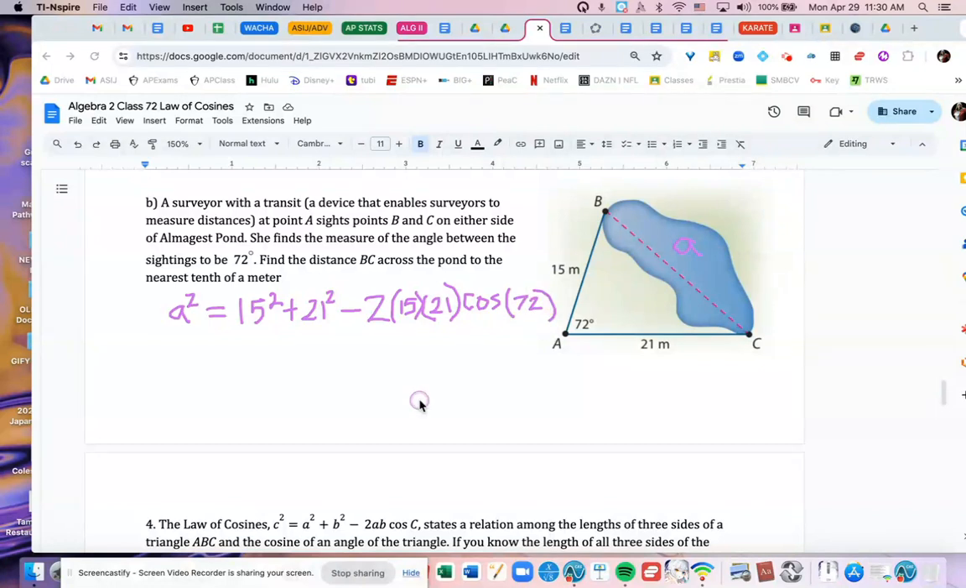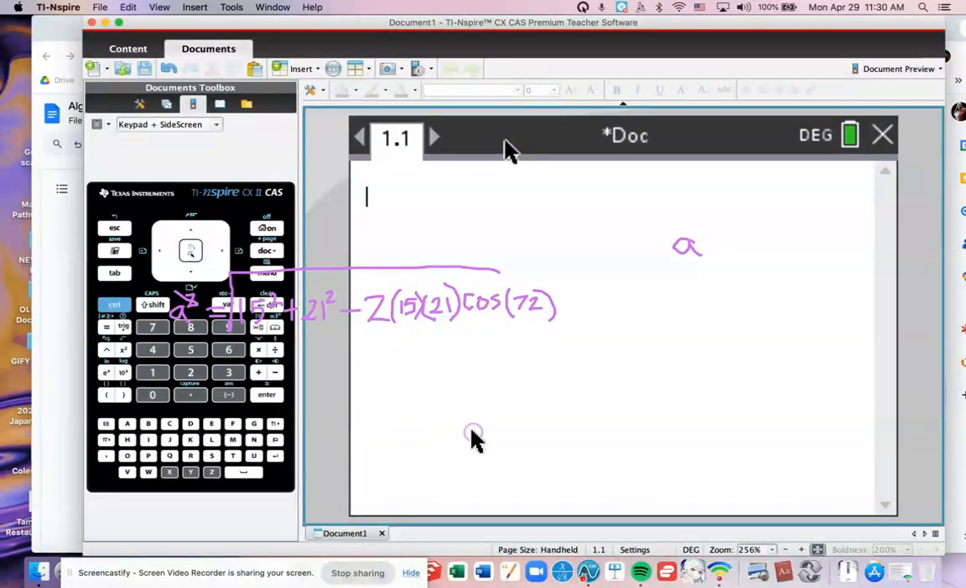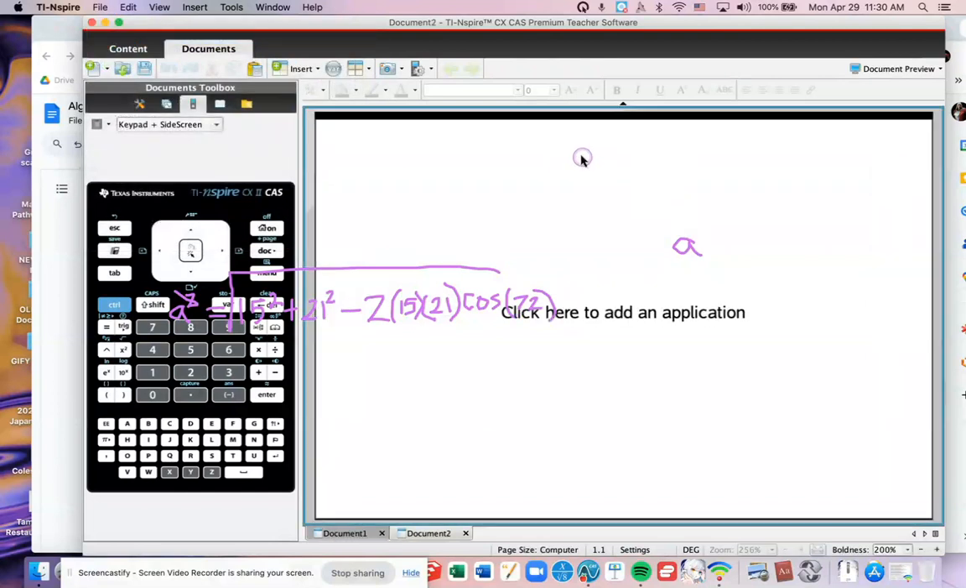Sorry, I write really slow with that. And then I just want to put that on the calculator. So I'm going to do the square root of both sides, get rid of my square, and then I can solve for A. So let's throw that in my calculator. I can show what I'm talking about. Let me open up a new computer page.